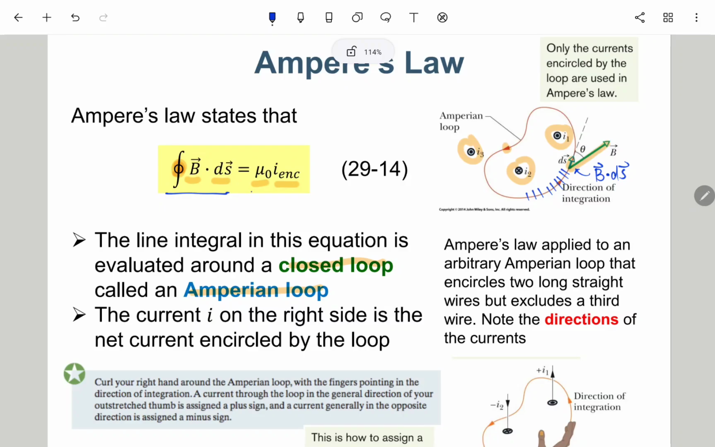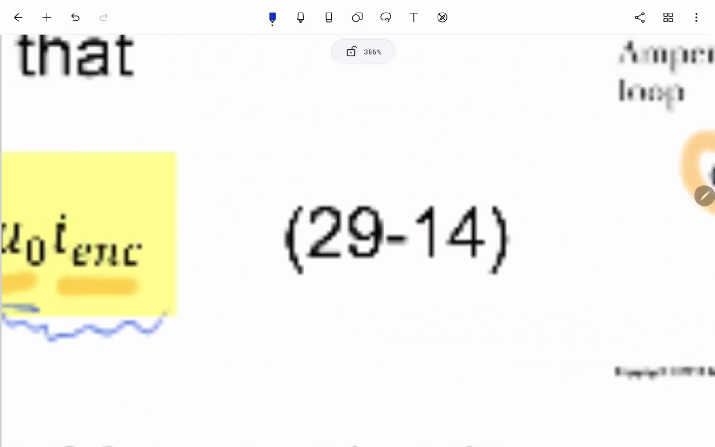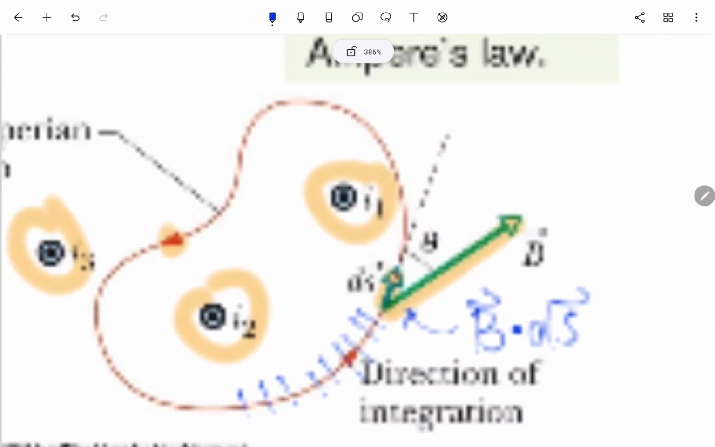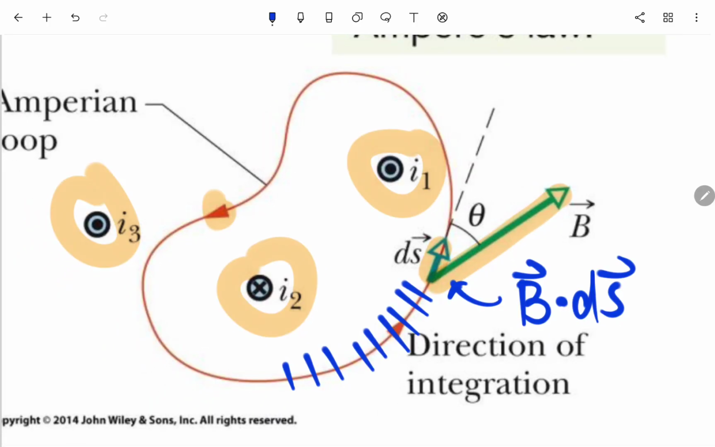On the right side, we have mu zero, which is a constant, the permeability, and then I enclosed. Similar to Gauss's law, where we need to determine whether the charges are enclosed by the Gaussian surface: if it is inside the Gaussian surface, it counts towards the right side; if it is outside, we don't count it.